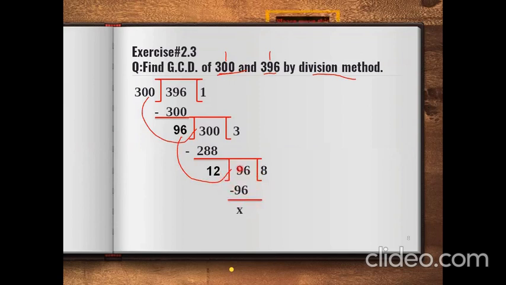And as you can see here, it is completely divided. It means you will get nothing in the remainder. Your remainder is 0. So you will stop here.